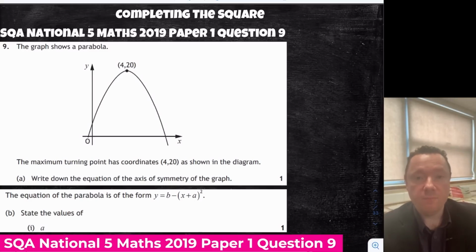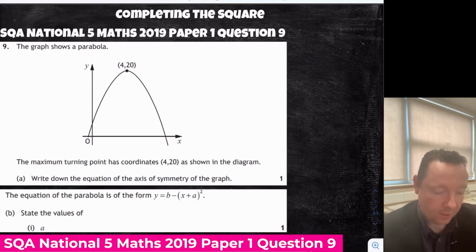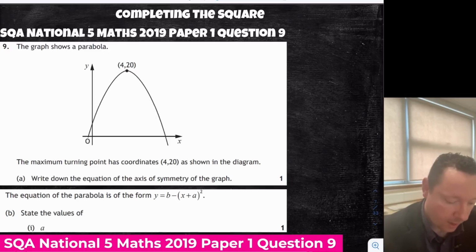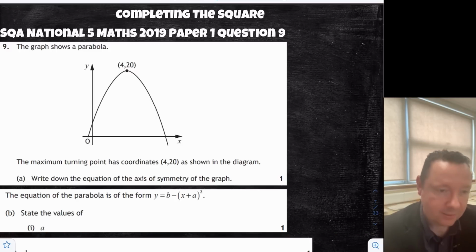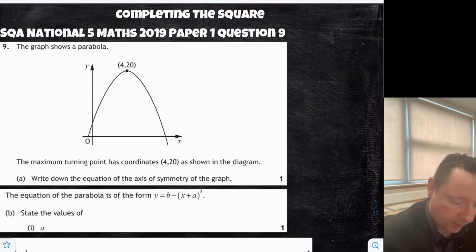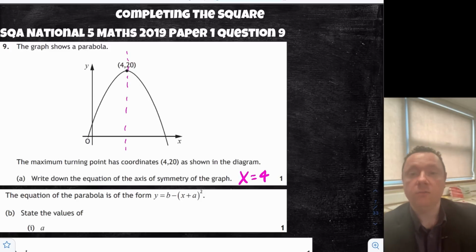SQA National 5 Maths 2019 Paper 1 Question 9, completing the square. The graph shows a parabola. The maximum turning point is (4, 20). Write down the equation of the axis of symmetry. So the axis of symmetry, remember, is this line that goes down the middle. That's a vertical line, so that occurs at x equal to 4 because the coordinate is (4, 20).